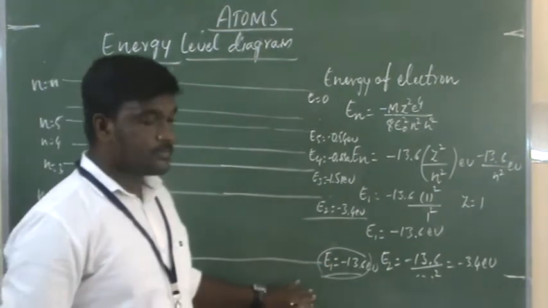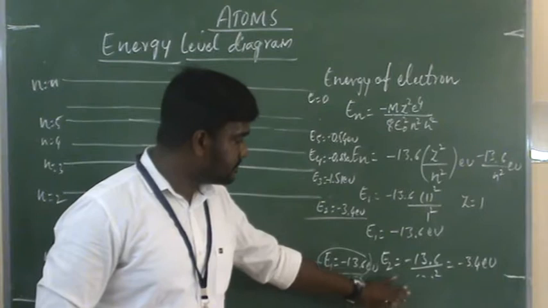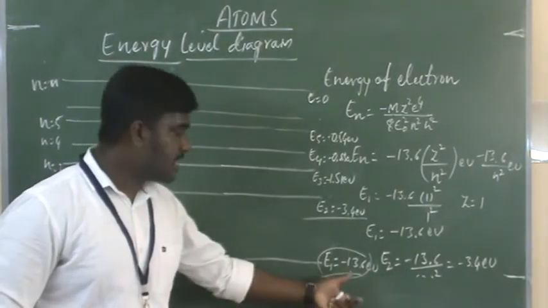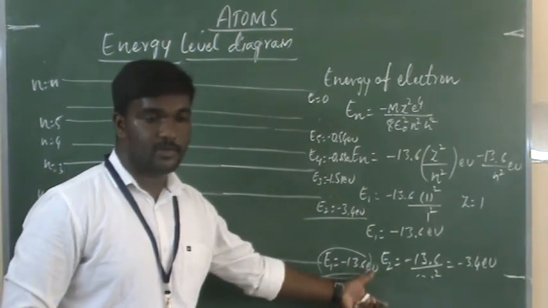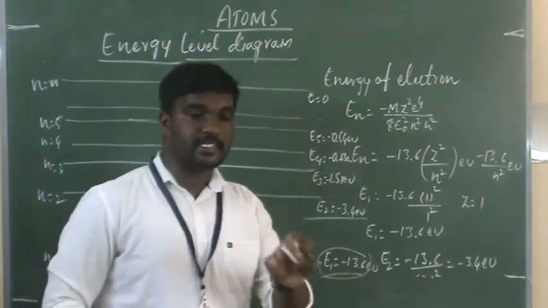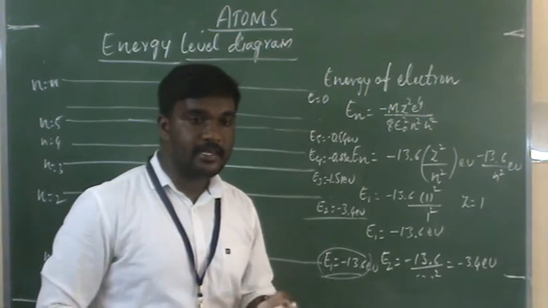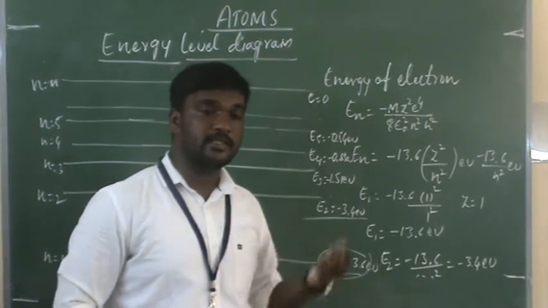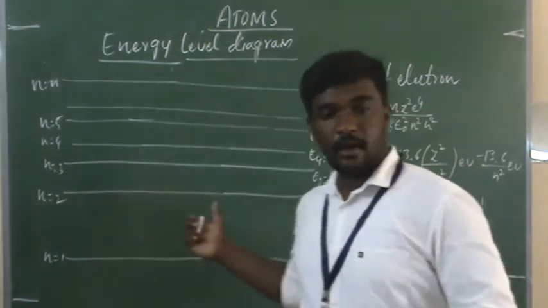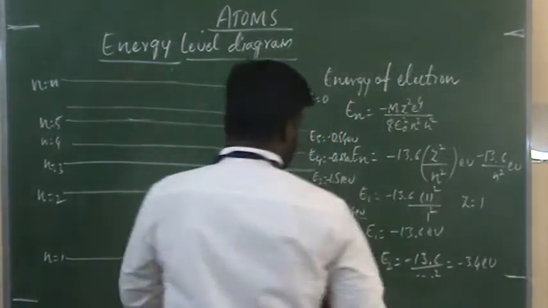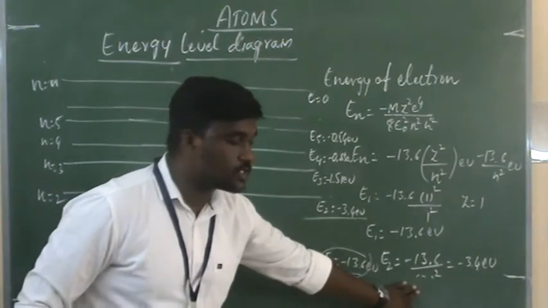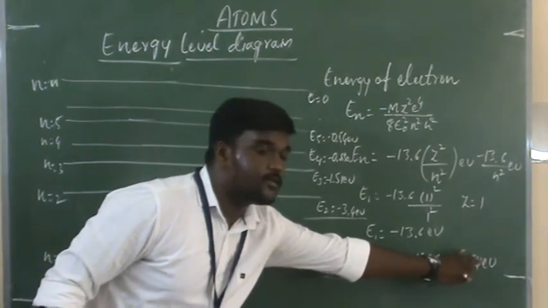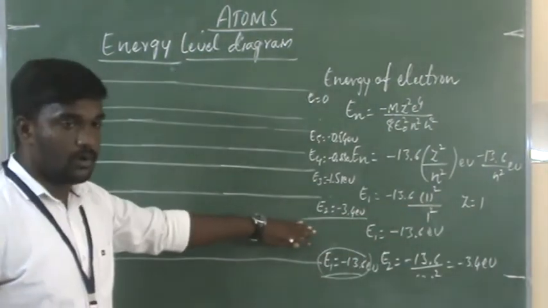The energy of the first orbit is minus 13.6 electron volt, as we got. So when energy is supplied, the electron is excited to a higher energy orbit, n equal to 2. Again we substitute that in this expression. For n equal to 2, we got the second orbit energy as minus 3.4 electron volt.